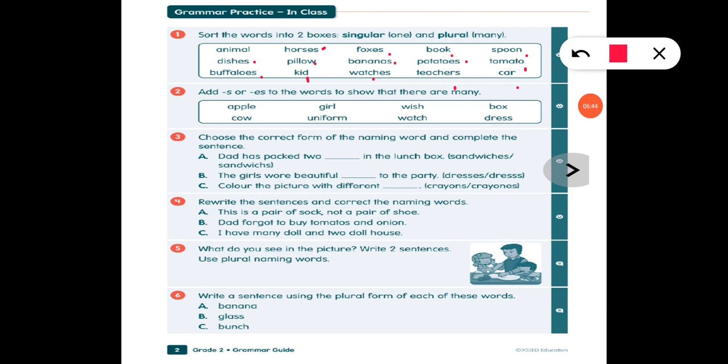There is question 2. Add s or es to the word to show that there are many. So you have to make it many by adding s or es. You have to do this question in your notebook also. Apples, we add s at the end of apple. Apples. Girls, we add s.